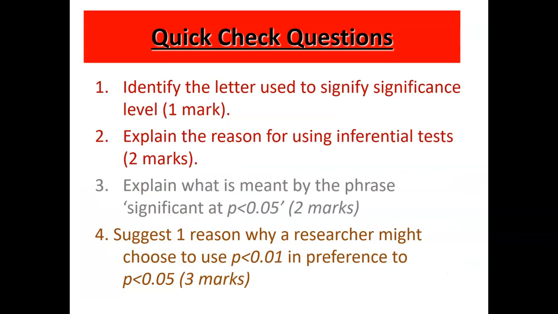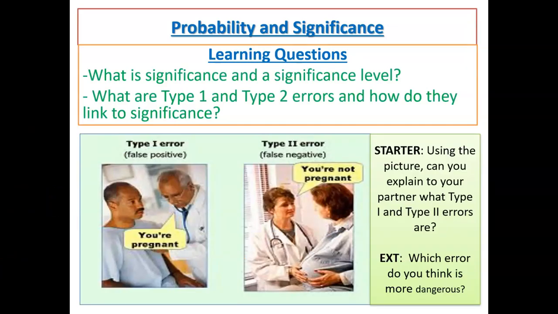So, just a quick check. Identify the letters used to signify the significance level. Explain the reason for using inferential testing. Explain what is meant by the phrase significant. Suggest one reason why a researcher might choose to use 0.01 in preference to 0.05. Okay, so pause the video and answer these questions. Now, once you answer these questions, submit them to me. I'll show my homework as well, please.